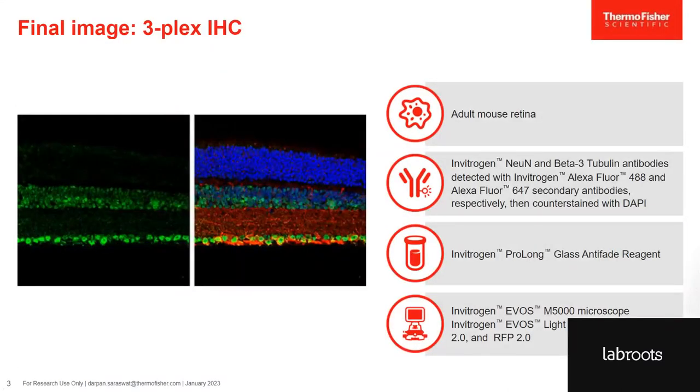This is an example image of a threeplex immunohistochemistry assay on adult mouse retina tissue using NeuN and beta 3 tubulin antibodies. The samples were counterstained using DAPI. Invitrogen ProLong Glass Antifade reagent was used as a mountant, and the images were captured using an EVOS M5000 microscope.